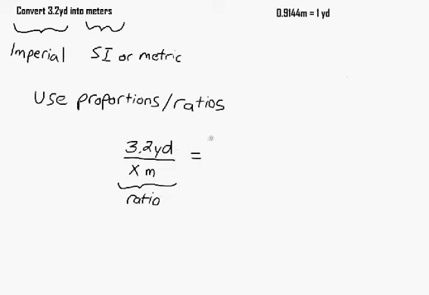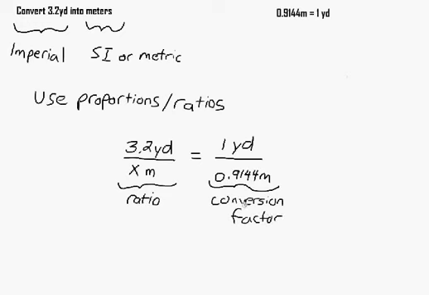And we know that ratio is going to be the same as the ratio of the conversion factor up here, the meters to yards. We know that there's 0.9144 meters for every 1 yard. So that ratio, or the proportion of meters to yards, will be the same. So you set up your ratio on one side of the equation: 3.2 yards over x meters equals, and on the other side, 1 yard over 0.9144 meters. Here I've set up my ratio, and we know that the ratio on the left hand side of the equation is always equal to the same ratio on the right hand side. On the right hand side I wrote down the conversion factor, and the ratio is always going to be the exact same.